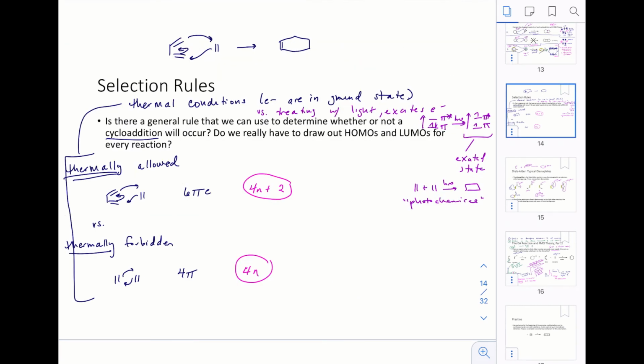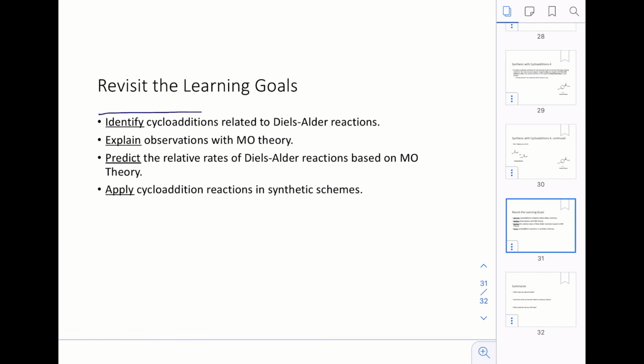And we said that thermally allowed cycloadditions will occur when the total number of pi electrons involved in the transition state is equal to 4n plus 2 electrons, where n can be any integer. Those reactions will be thermally forbidden, like the 2 plus 2 cycloaddition, when the total number of electrons in the transition state is equal to 4n, where again, n is any integer. So we're working on identifying cycloadditions related to Diels-Alder reactions. We explained the different examples using FMO theory. So forbidden versus allowed based on HOMO-LUMO analysis.